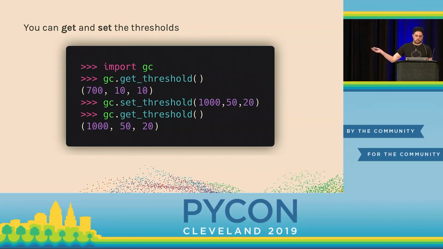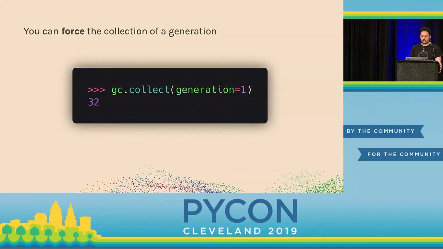So in this case, we set that to 1,000, 50, and 20, and then when we call getThreshold again, we see that the values are changed. So you can use it if you want, if you have extra knowledge of how often these generations are filled, and you have a better strategy, or you want to delay or make the garbage collector run more often. So you can also force a collection by hand if you want.